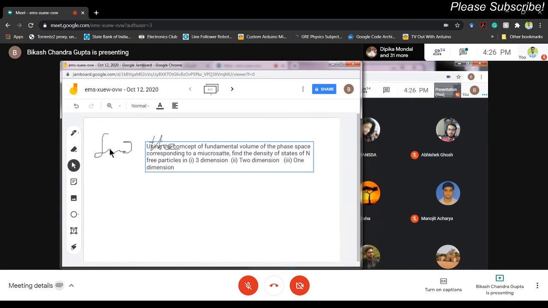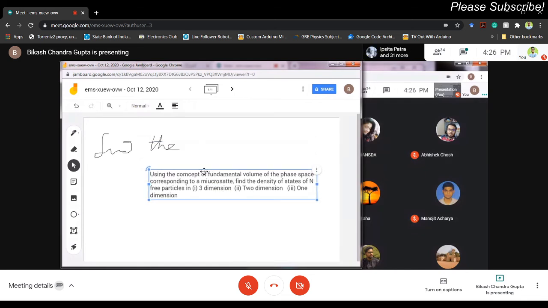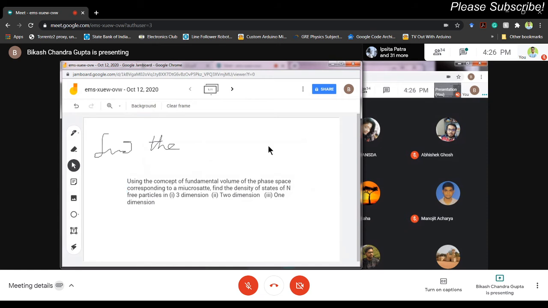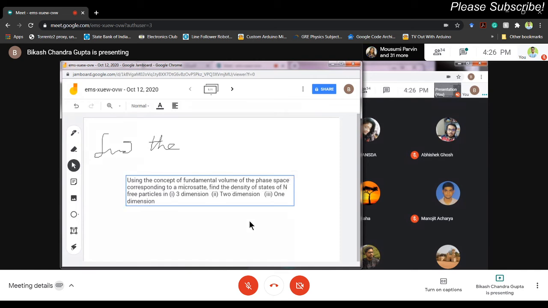Okay, so using the concept of fundamental volume of the phase space corresponding to a microstate, find the density of states of n free particles in 3 dimension, in 2 dimension, and in 1 dimension. Okay.